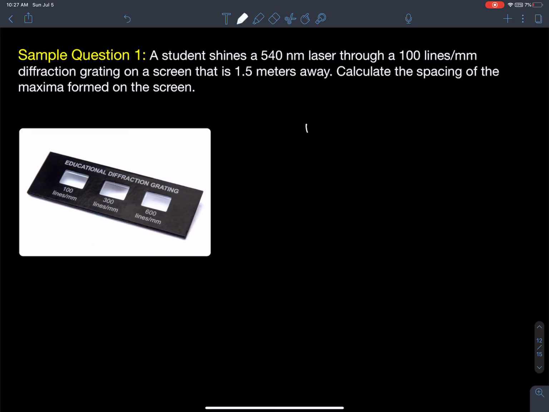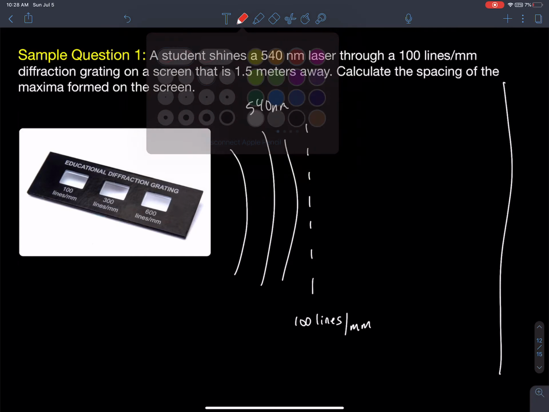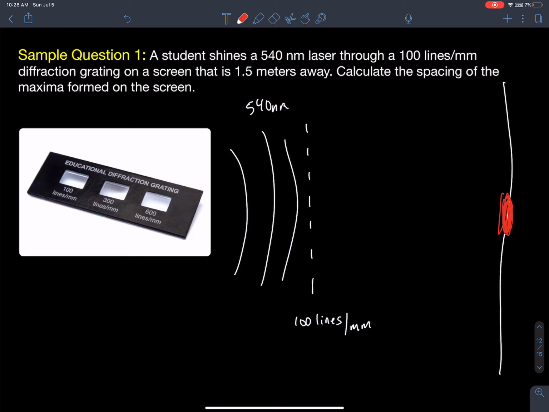So just to remind you, this would be my diffraction grating, and the spacing would be 100 lines per millimeter, so 100 holes per millimeter, and our laser is shining light that is 540 nanometers through that onto a screen. That's my screen over here, and it's going to project a pattern. This will be my central maxima, and then here's all my other maxima that are going to form throughout. Now, with the diffraction grating, the maxima would actually be the same intensity. I should have drawn them all the same size and not have that large central maxima.